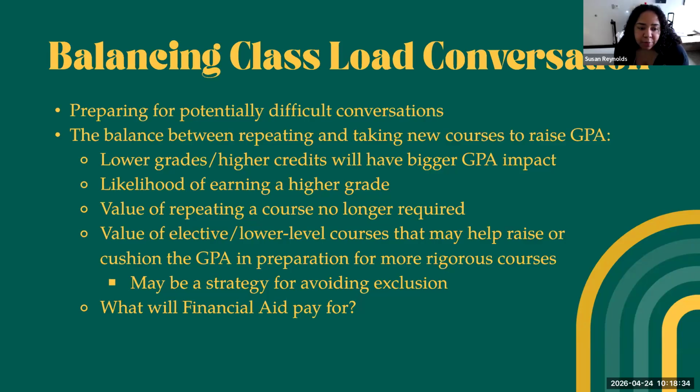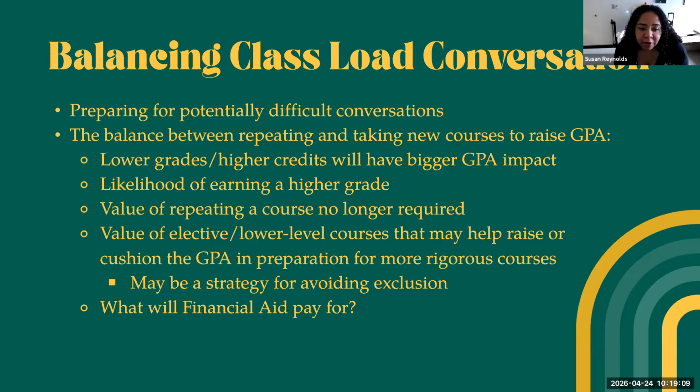We really have to think about and talk to the student about the balance between repeating courses and taking new courses when trying to raise GPA. Some things to consider is that classes that have lower grades, like an F grade, and higher credits, like a 5 credit course, would have a bigger impact on GPA when it's retaken. So if they retake a 5 credit F course and get a C or a B, that's going to help their GPA a lot more than repeating a D plus course and getting a C or a B.